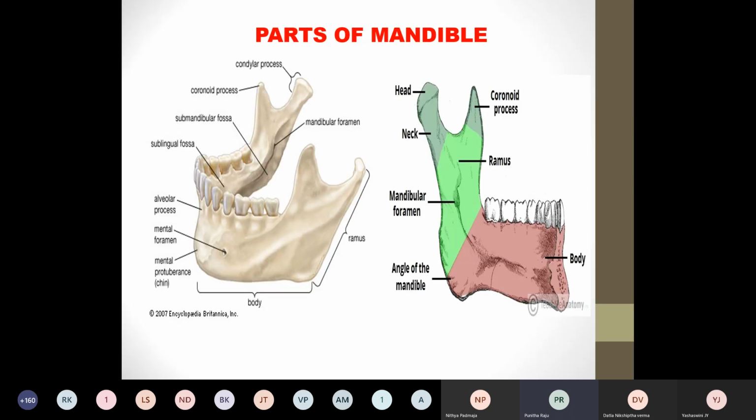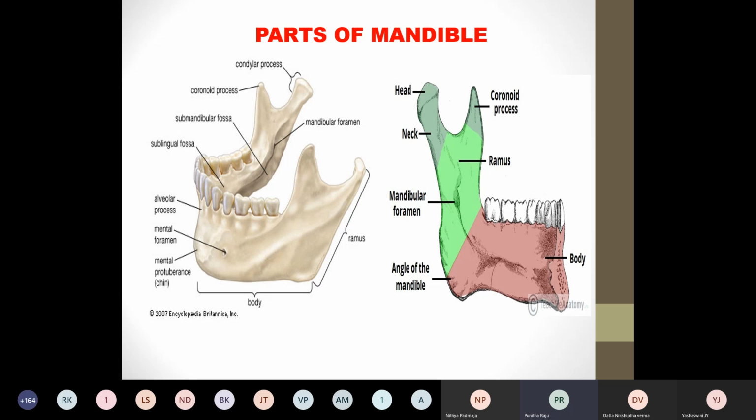Before starting, you should know what the parts of the mandible are. I think everybody knows the parts of the mandible. First, from the top, you have the condyloid process and the coronoid process. These two processes are very important with respect to the forensic aspect because based on the level of the coronoid and condyloid process, you can estimate the age of the person.